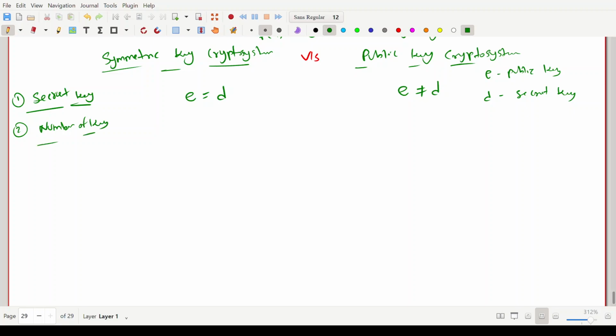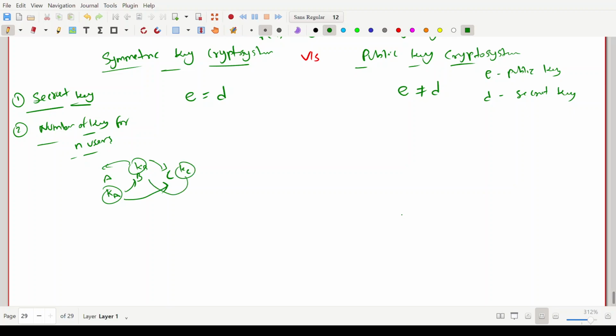Suppose I'm having n parties. If n users use the symmetric key, let me just write the number of keys for n users. Each user should have a key for everyone. Say A, B, C, suppose three people are there. A should have a key KA, which is shared with this guy and this guy, correct? B also should have a key KB, shared with this guy and this guy. C should have a key KC, which is shared with this guy and this guy.